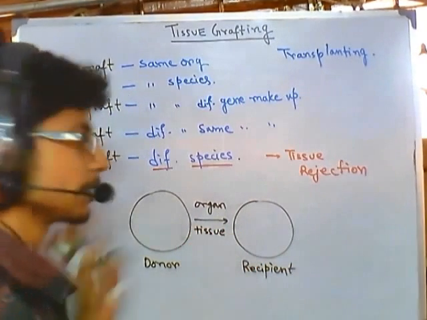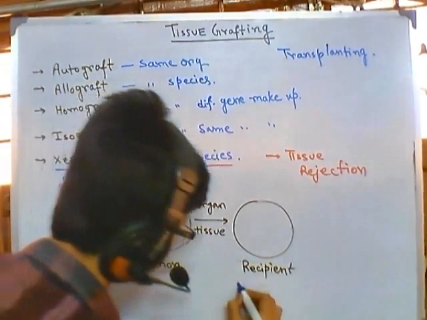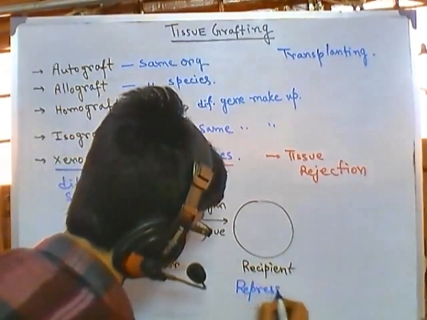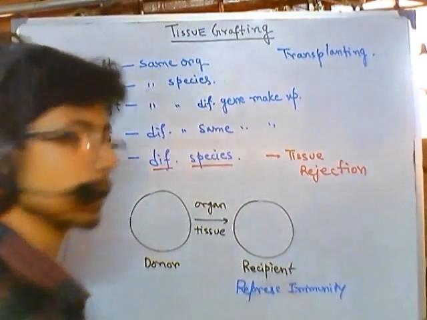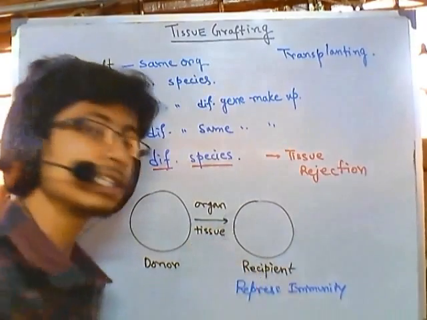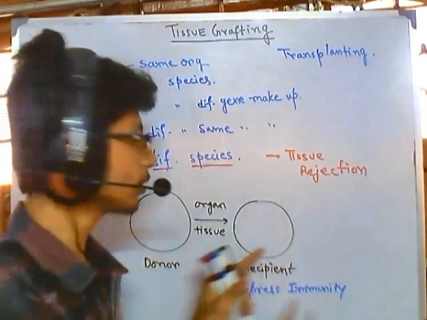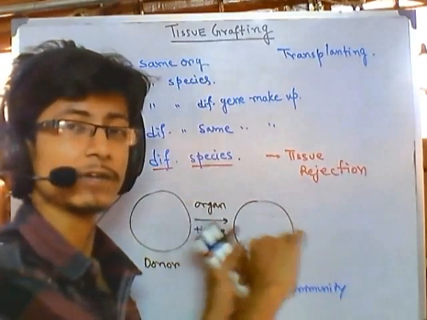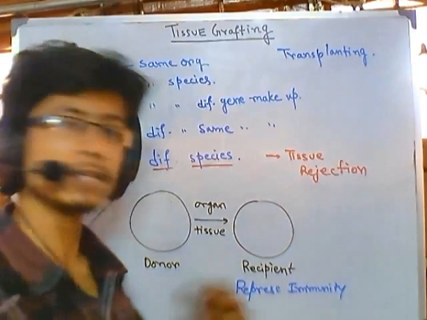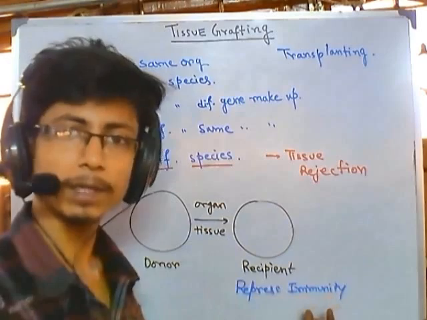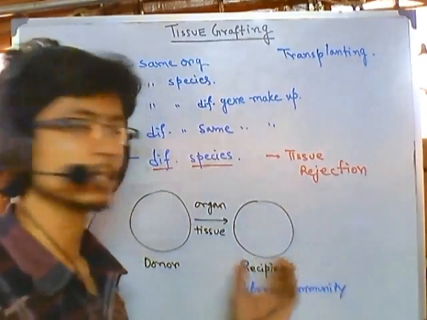Okay, this is the process. Now in this case we need to inhibit or suppress the immunity of this recipient so that it won't reject the graft. But as we are repressing the immunity of this recipient, we are also putting the recipient in danger of catching infections like bacterial or viral infection, because to prevent infection we require the immune system to fight properly. As we are repressing the immunity, we are compromising that, and putting the recipient in danger.